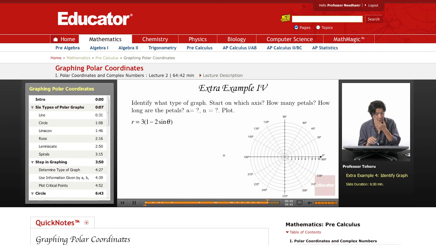Okay, so again, looks like we have another limacon here. Only it's going to be a little different, right? Because this becomes what? 3 minus 6 sine theta, right? So it looks like we're going to have an inner loop in there, so we're going to be expecting a loop.